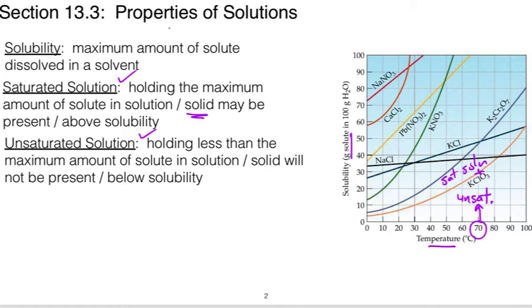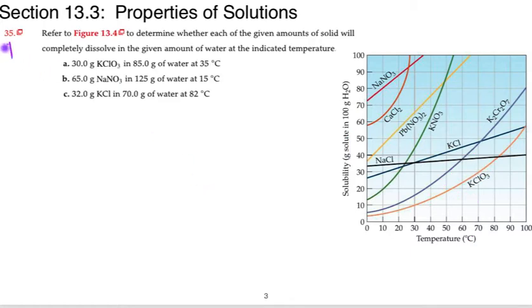Let's look at a calculation. I just pulled this from the back of the book. I want to do C for this one. And so we're focusing on the potassium chloride. It's asking me, will the solid completely dissolve in the solution? Now, if this was 100 grams of water, I could use this chart as it is, and I wouldn't have to do any math because that's 100 grams, but I don't have 100 grams. It's asking, what about not 100 grams, but 70 grams? How do you approach this?